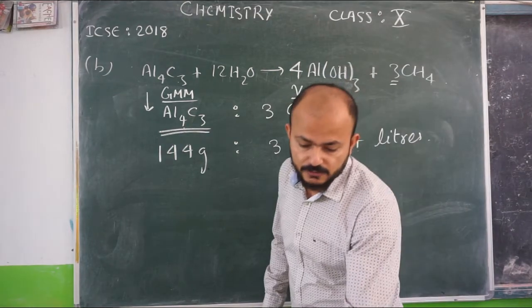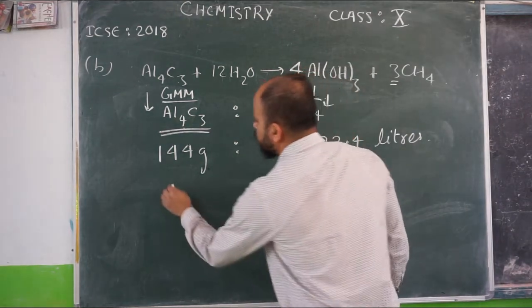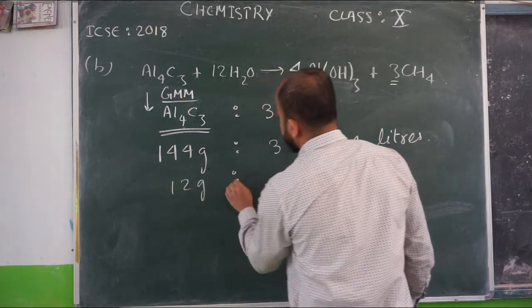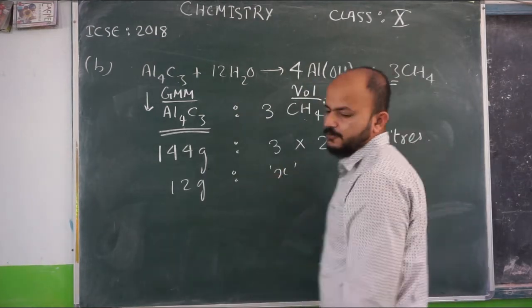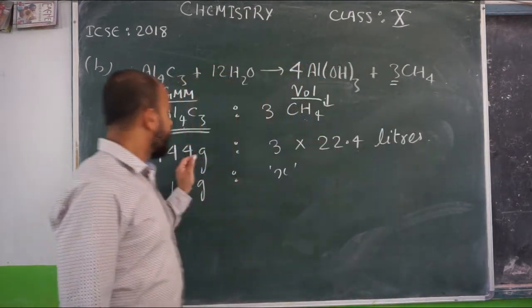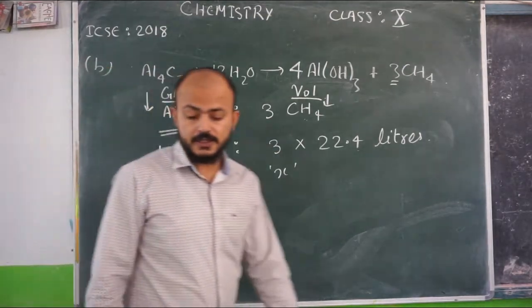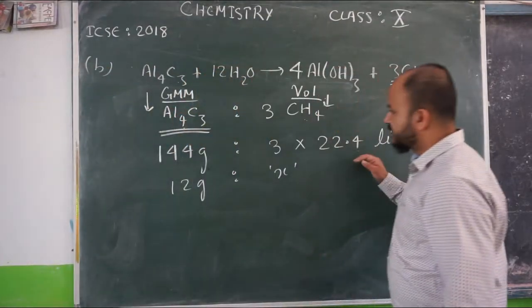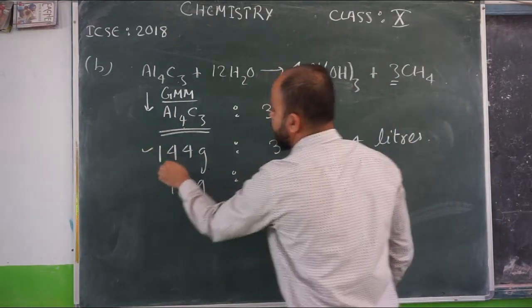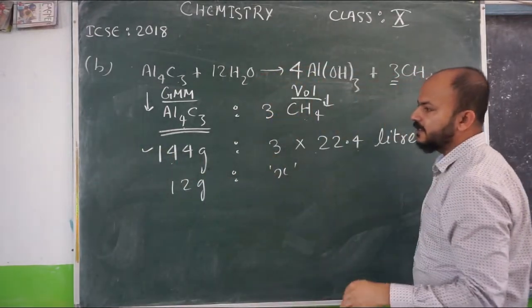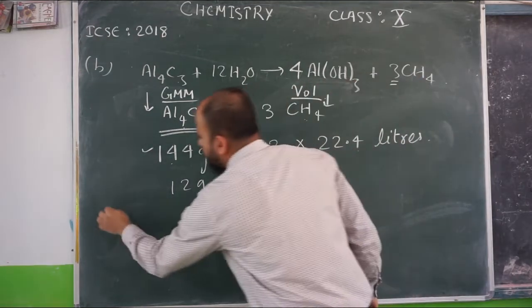And for what amount have they asked? They have asked for 12 grams. What is the volume of methane produced? Now, once you write all the information given correctly, this is very simple to solve. Okay? Now, here you can see that, let me write this particular relation in sentences.